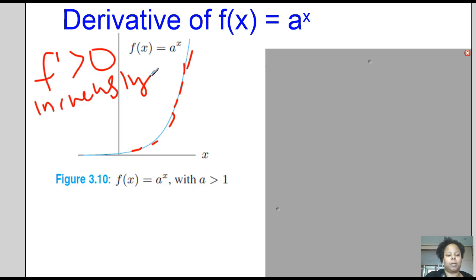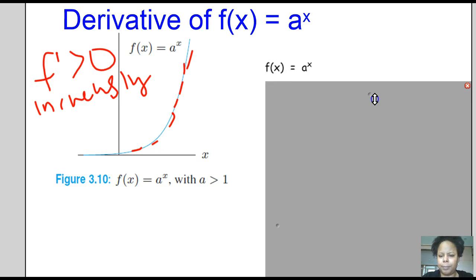Since the derivative is positive for all x values and the slopes of the tangent lines are increasing, which means that the graph is concave up as well, it seems like the derivative function will be very similar to the original exponential function. So what we should do is take a look at the formal proof.